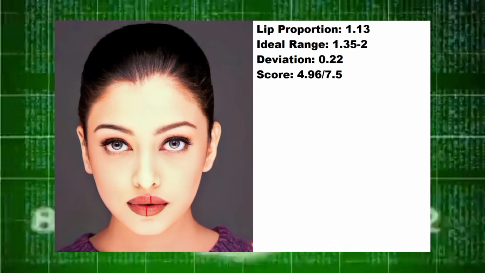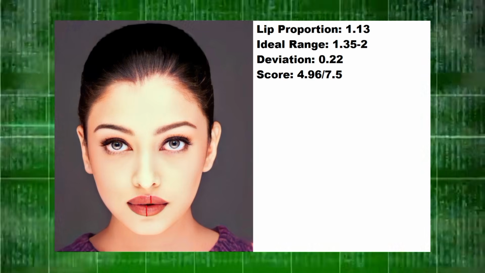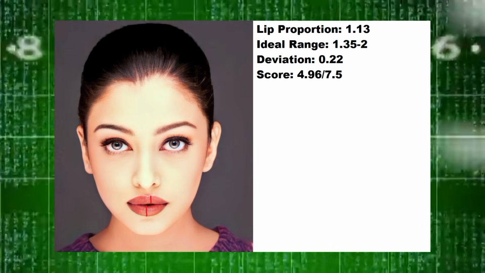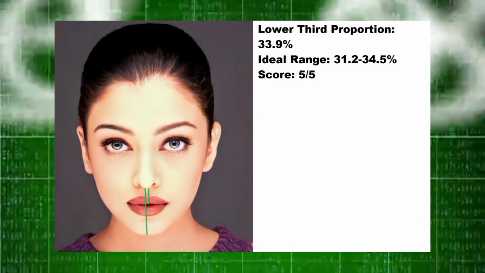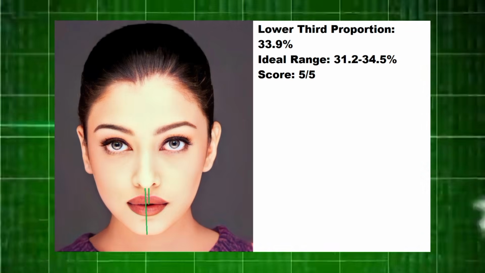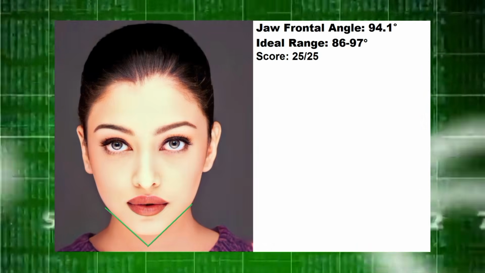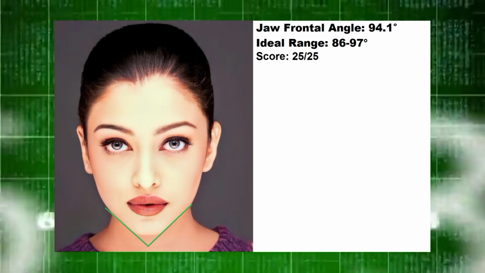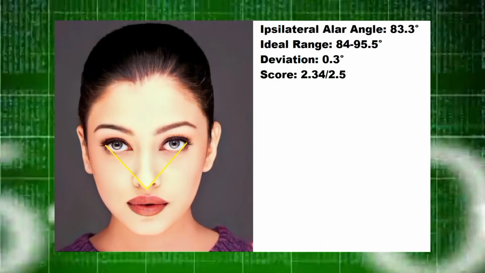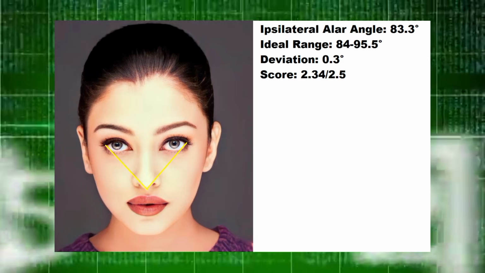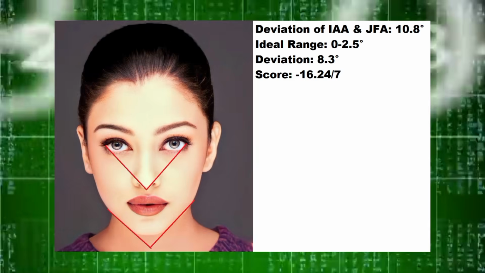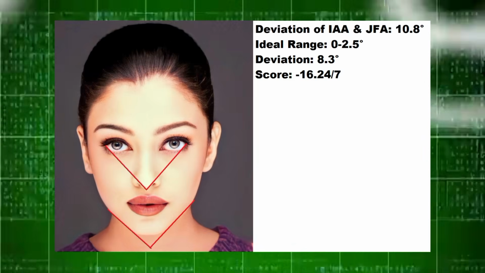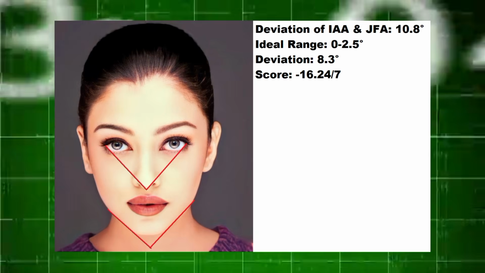Her lip proportion is 1.13, showing that her upper lip is slightly thicker than the ideal ratio, giving her lips a fuller, sensual appearance. Her lower third proportion is 33.9%, which is absolutely perfect, showing a well-balanced lower face length. Her jaw frontal angle is 94.1 degrees, which is perfect and very feminine, giving her jaw a soft but defined curve. Her ipsilateral alar angle is 83.3 degrees, which is good but just slightly off. The deviation between her ipsilateral alar angle and jaw frontal angle is 10.8 degrees, which slightly reduces harmony in her front profile. Now moving to her side profile.